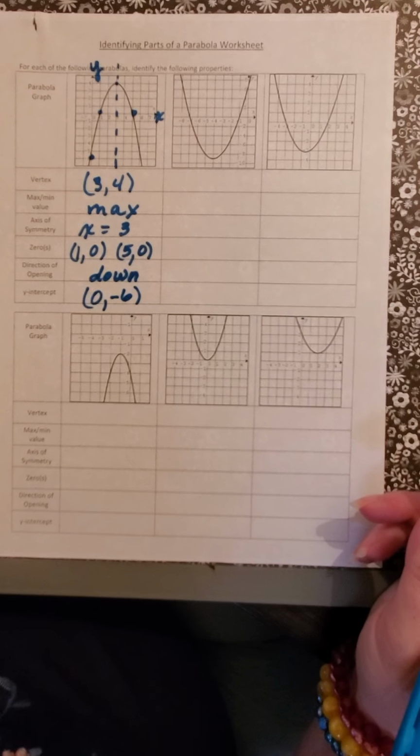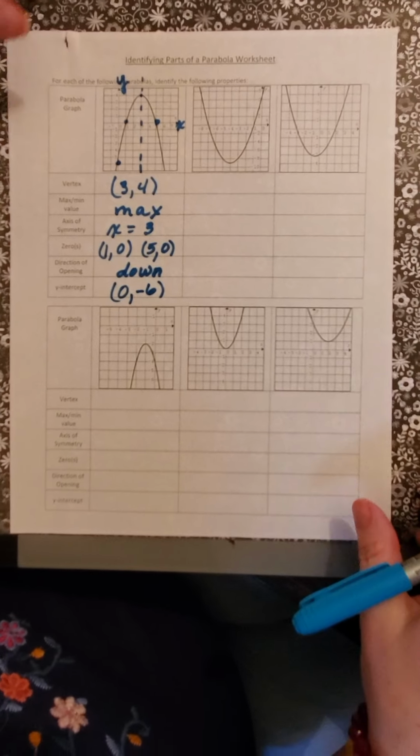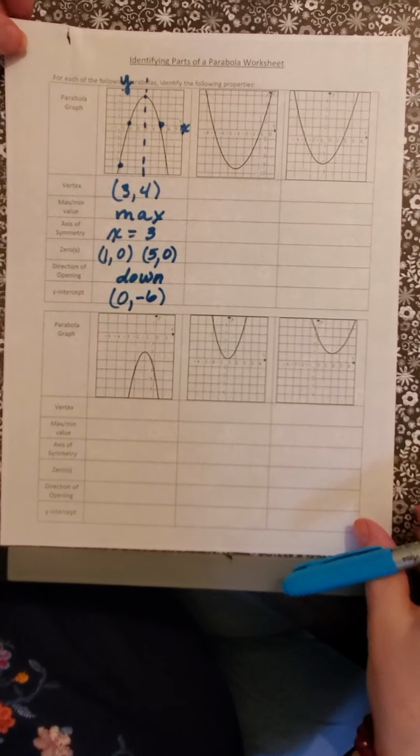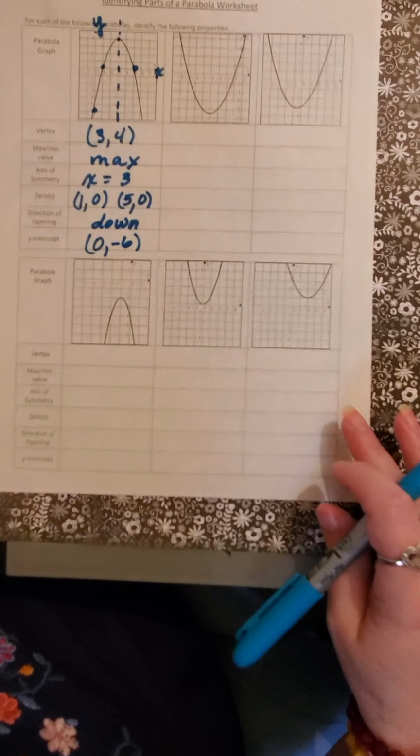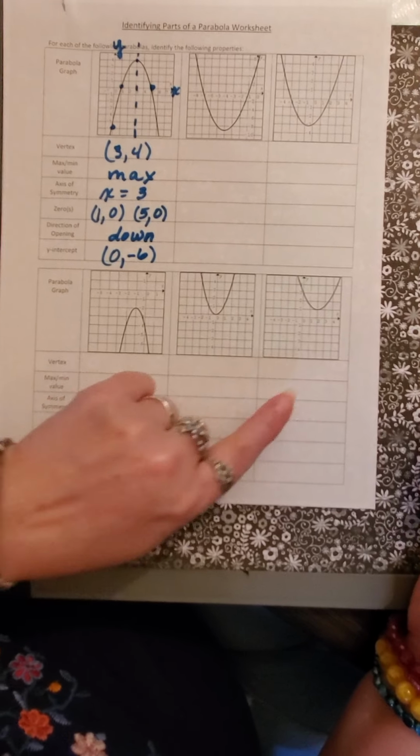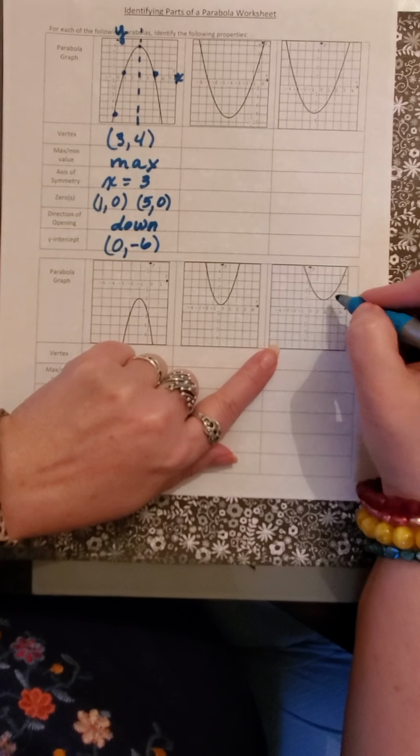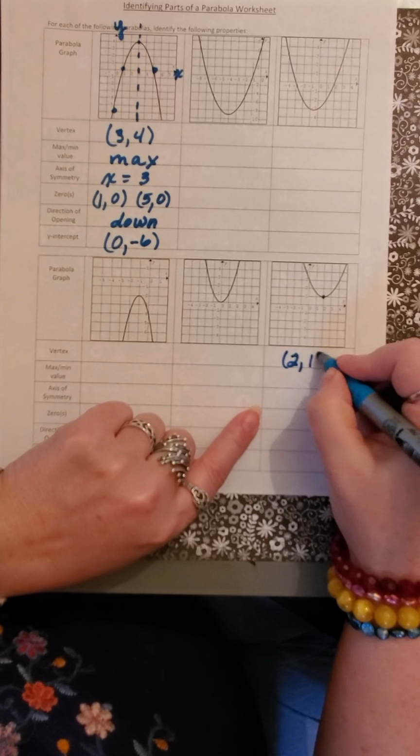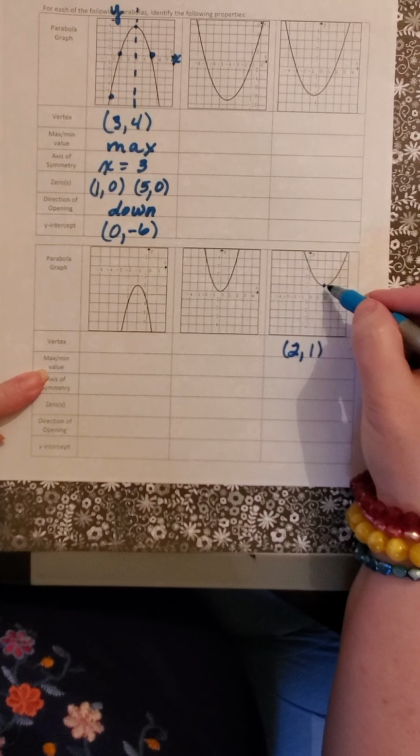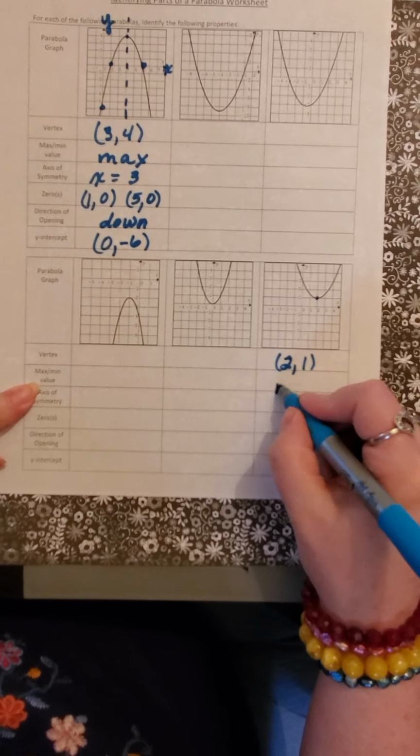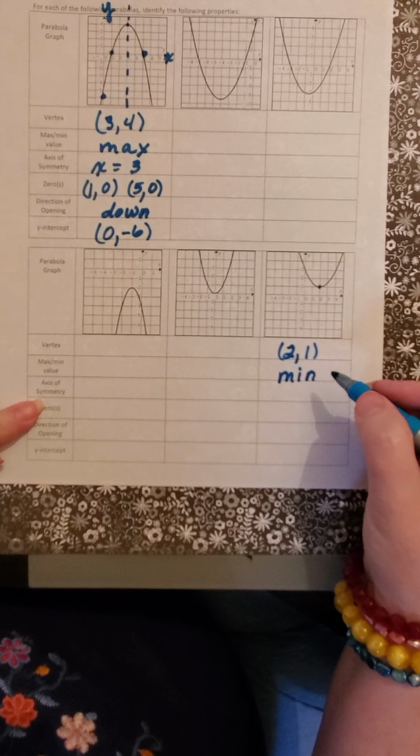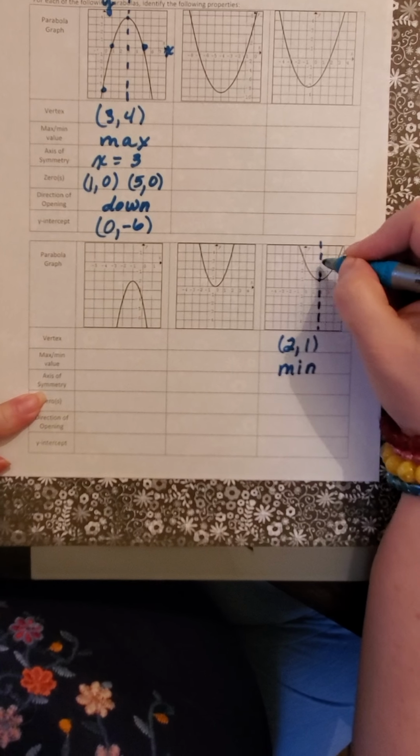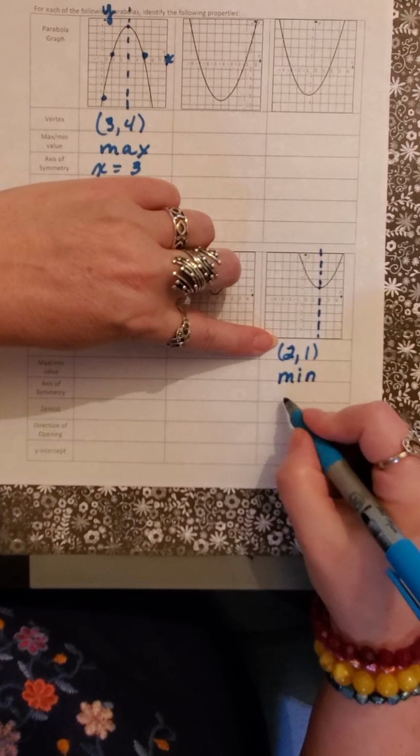Now, I'm going to do a couple of them with you. And then I want you to draw the graphs and fill in this information about the rest of them. If you look at this last one, the vertex, it's right here, 2, 1. This one is a min because it opens upward. The axis of symmetry, this line right here, would be x equals 2.